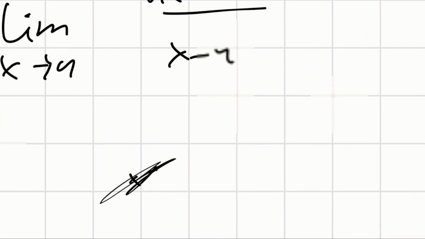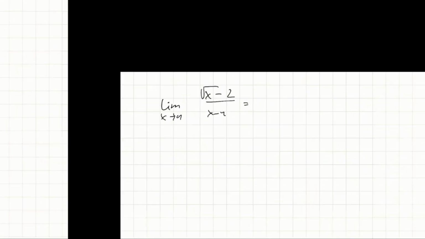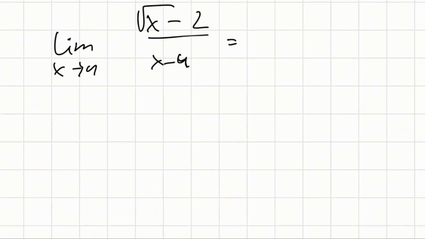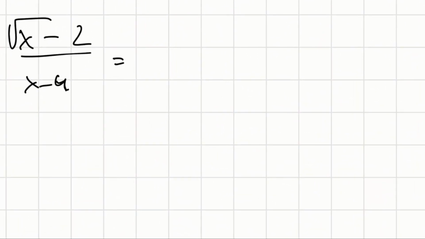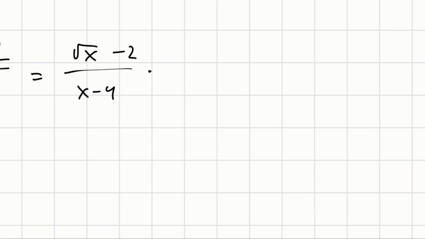So let's try to get something like this. You can try to solve this for yourself. As I said, the goal is that we don't have something like this in there, because we cannot divide by 0, so we want to try to eliminate this. You can pause the video, but I'm going to start right now. So the only thing we're going to do here is take square root of x minus 2 divided by x minus 4, and now we're going to take the conjugate form, which is square root of x plus 2 divided by square root of x plus 2.